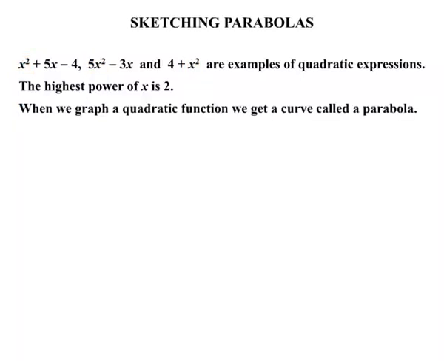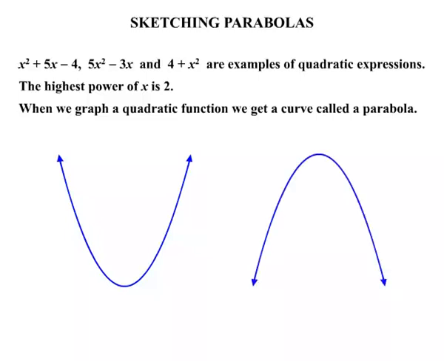Now, when we graph a quadratic function, we get a curve called a parabola. And it looks like that, okay? That would be what we call a curve concave up. This curve, though, is upside down. We'd call that concave down. So they are examples of parabolas.